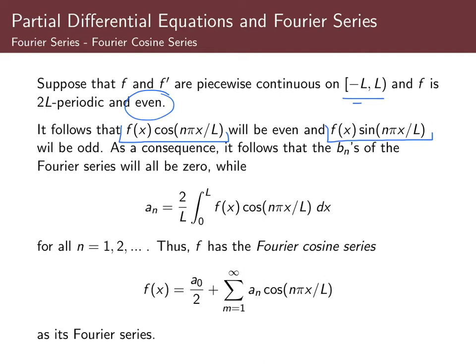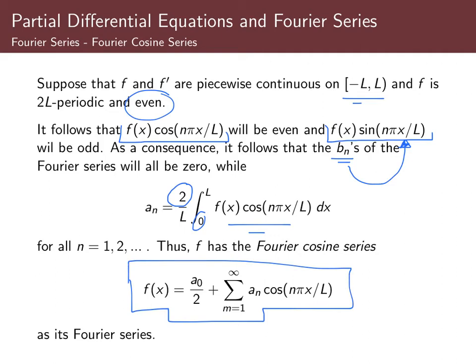As a consequence, the bn's, which are just integrals of these functions, are all going to be 0 because of the oddness of the function. And the an's are the integrals of even functions, so they can be just twice the integral from 0 to L of f of x times cosine of n pi x over L dx. And so f being even will just have what's called a Fourier cosine series. So f's Fourier series is just the sum of all the cosine terms, which is quite nice in computation. We don't even have to regard the bn's in this case.